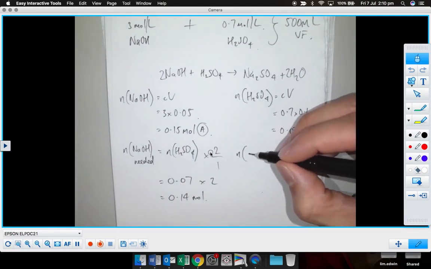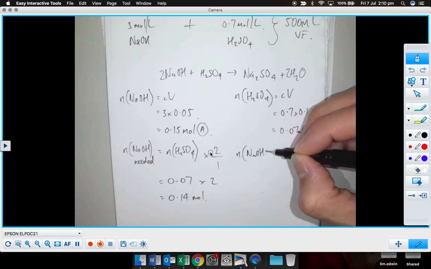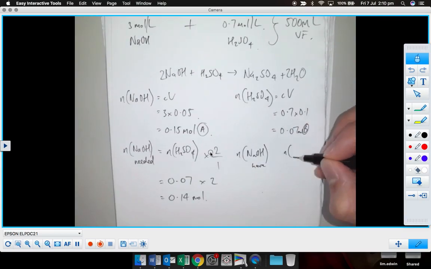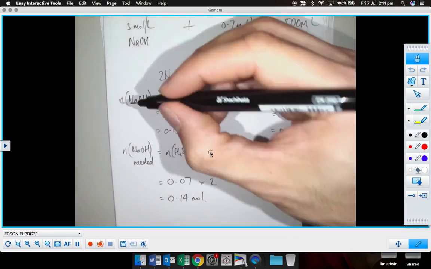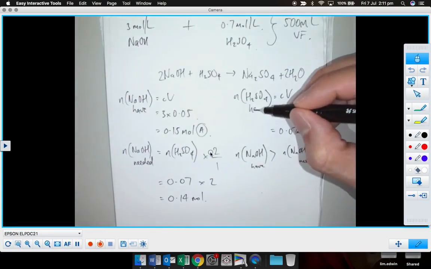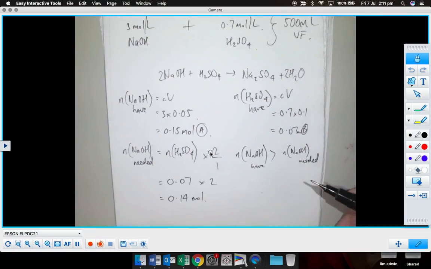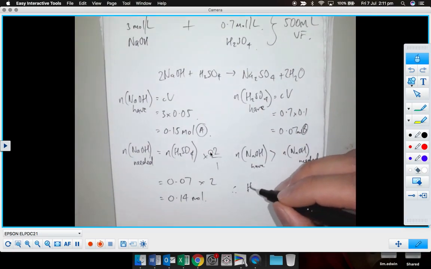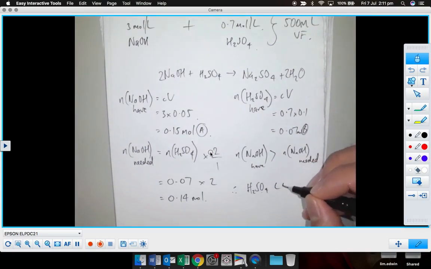The number of moles of the NaOH that I have compared to the number of moles of NaOH that I needed. Which one is greater, 0.15 or 0.14? It's the 0.15. So I have more than I need. Therefore, again, the H2SO4, the acid, is the limiting reagent.